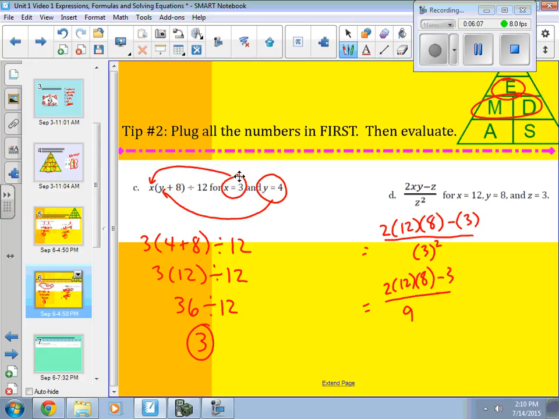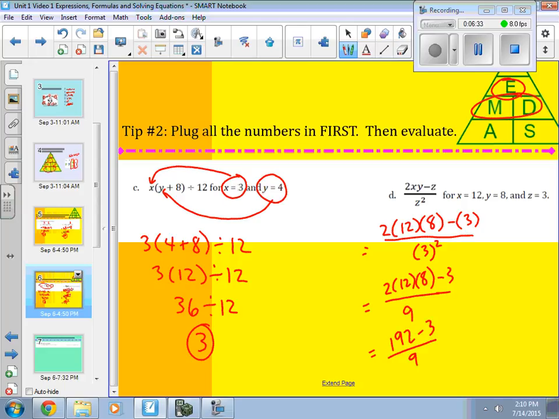Okay, next we want to do some multiplying and dividing. Now we do have some multiplying and dividing here. When you have this fraction type thing, you want to simplify all the top and bottom first before you do that final division. So here we want to do the multiplying on the top in the numerator. 2 times 12 is 24. If we go 24 times 8, we're going to get 192.